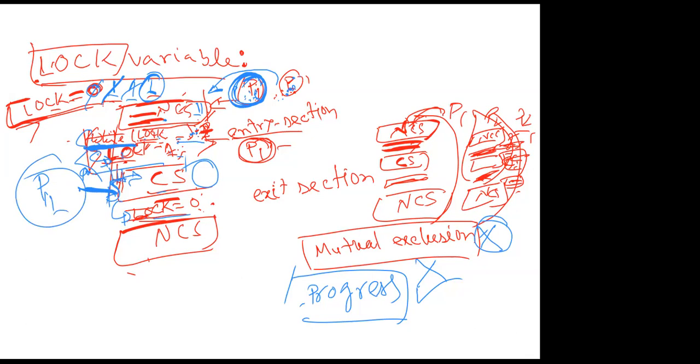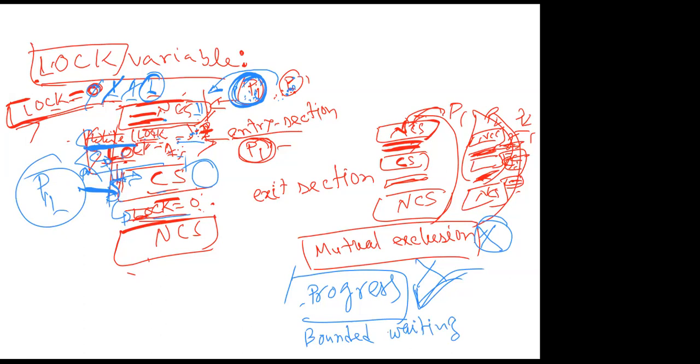That is the reason it is known as satisfying the progress. The lock variable guarantees progress. But let's check another condition, bounded waiting. Let's check whether bounded waiting is satisfied or not.